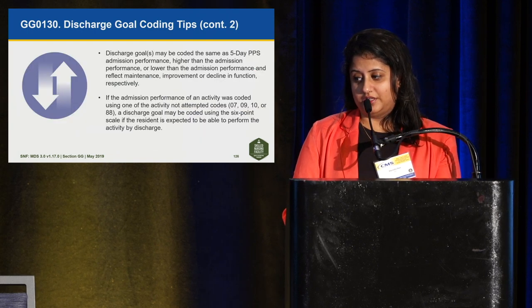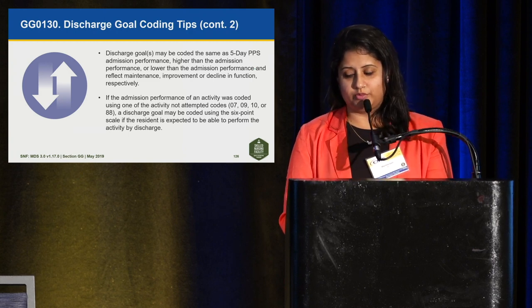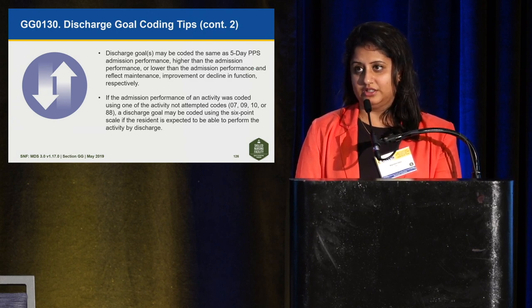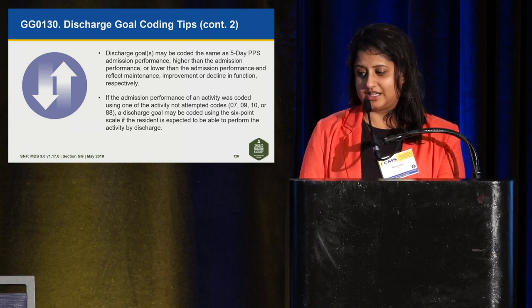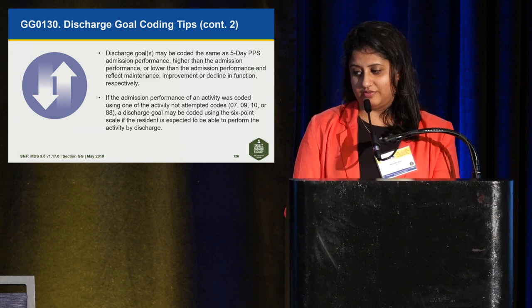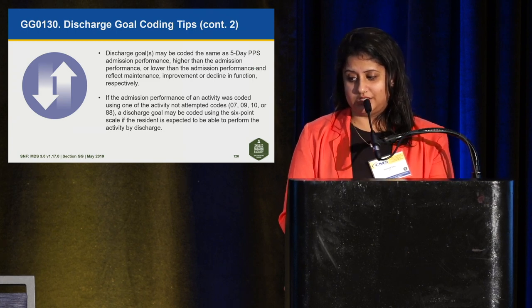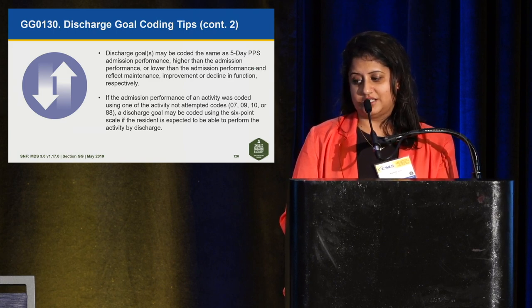Discharge goals may be coded the same as 5-day PPS admission performance, higher than the admission performance, or lower than the admission performance, and reflect maintenance, improvement, or decline in function, respectively. If the admission performance of an activity was coded using one of the activity not attempted codes, so that's 07, 09, 10, or 88, a discharge goal may be coded using the 6-point scale if the resident is expected to be able to perform the activity by discharge.